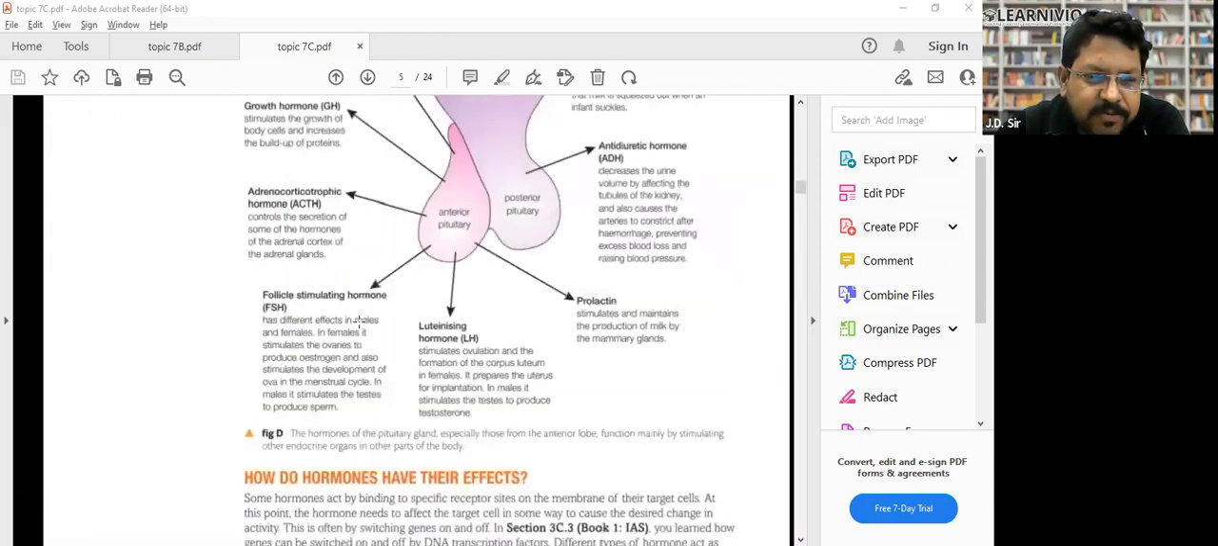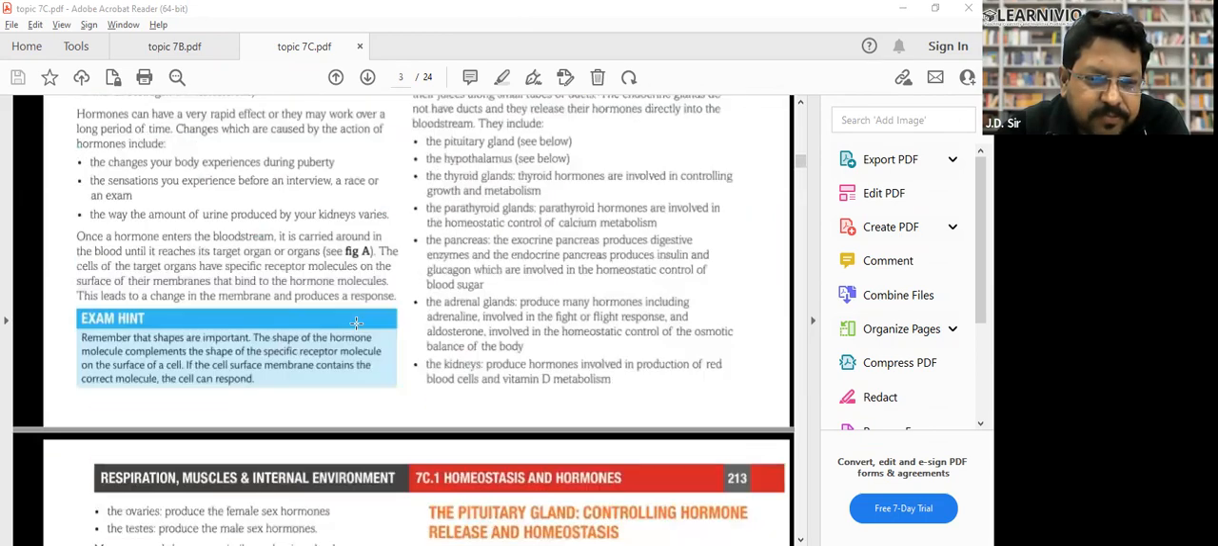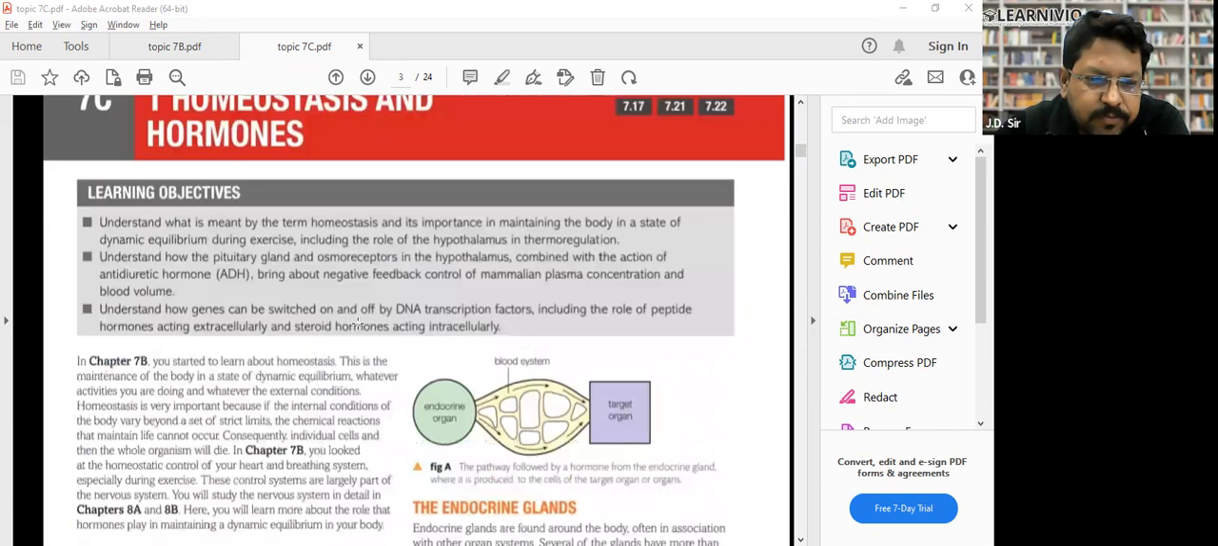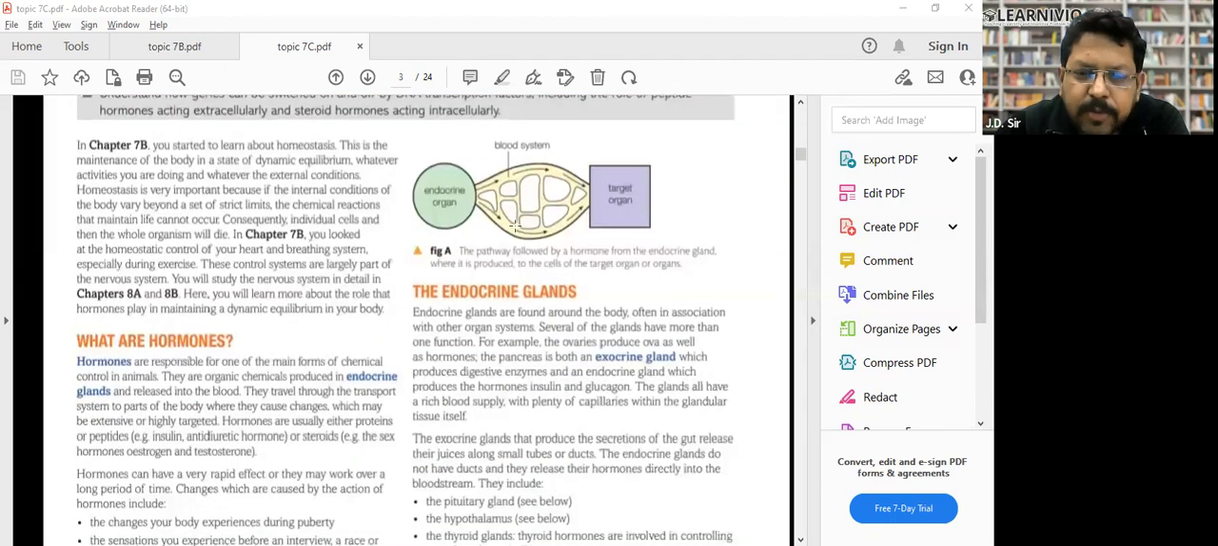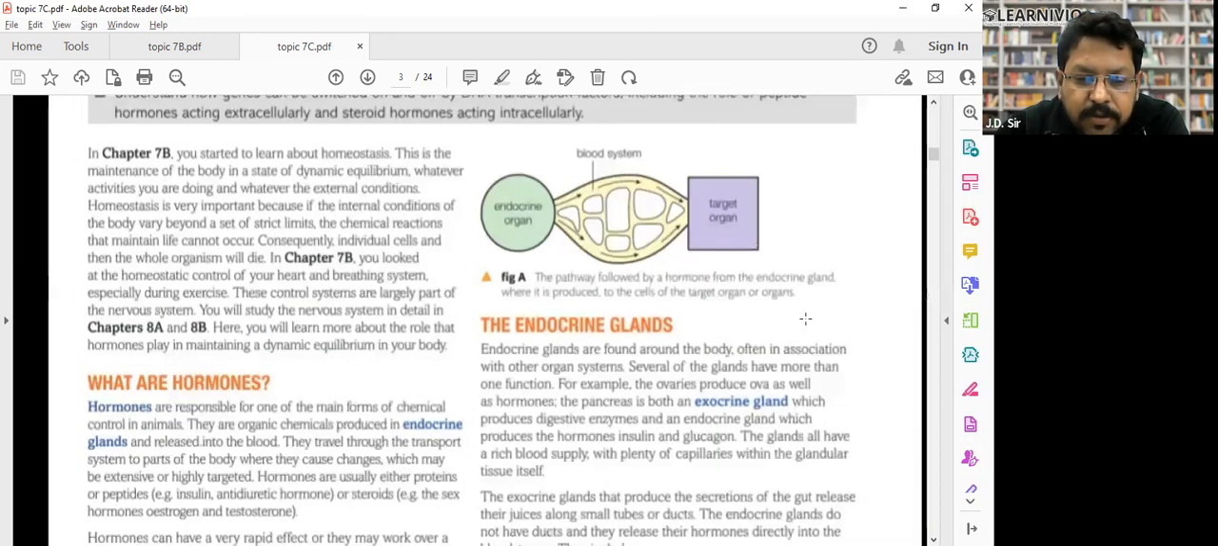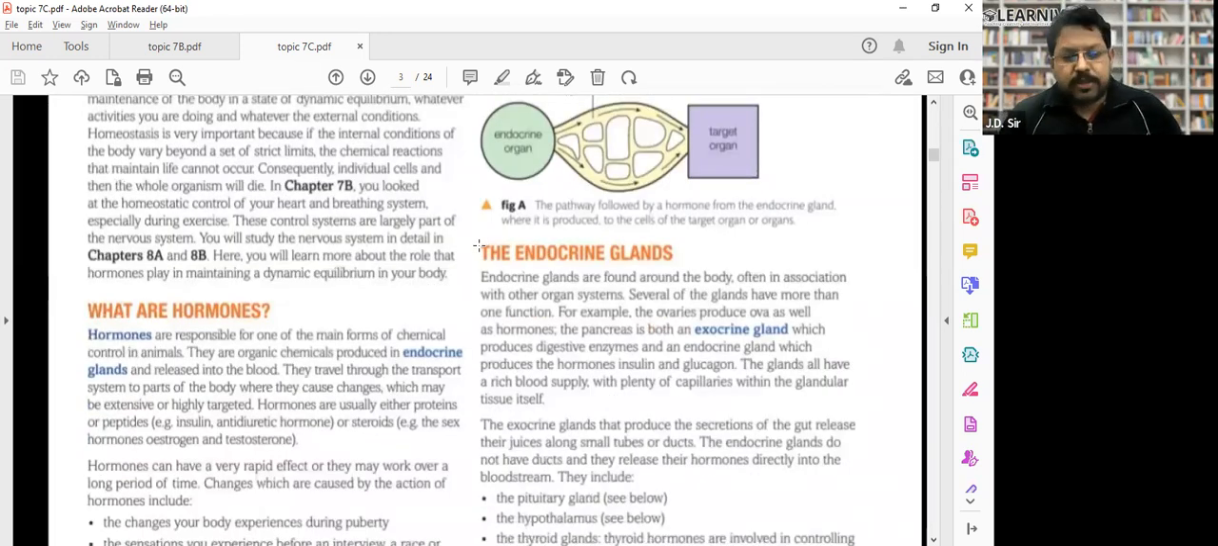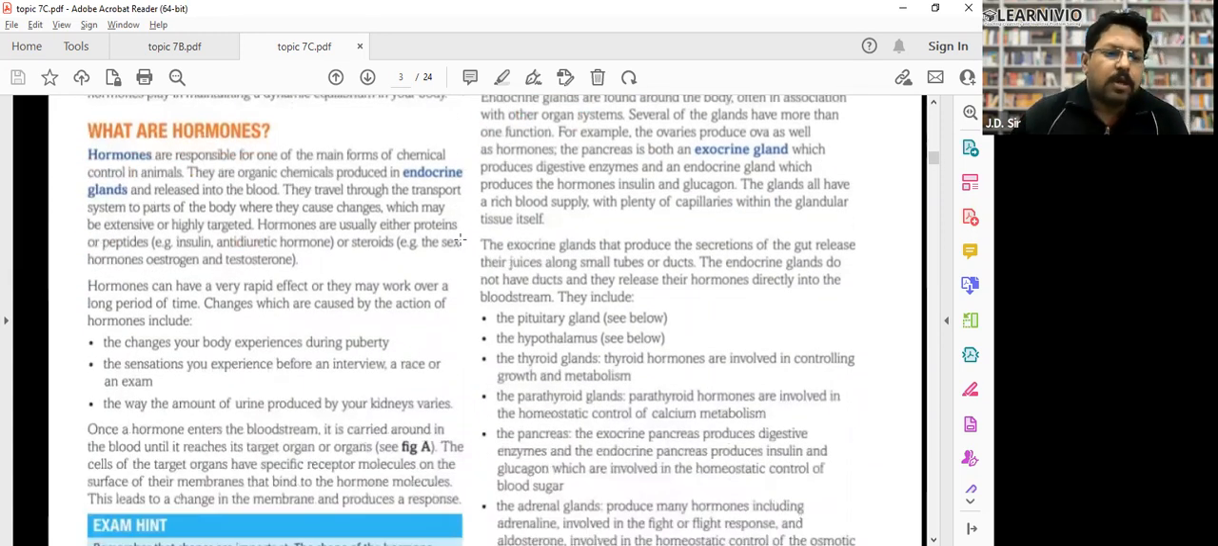Fine. So let's start with hormonal control. Just a few minutes back we understood that there are two things which control our homeostasis: hormones and the brain, meaning the nervous system. And we understood what homeostasis exactly is. So first, hormones. Hormones are responsible for the main form of chemical control in animals. They are organic chemicals produced in endocrine glands and released into the blood.